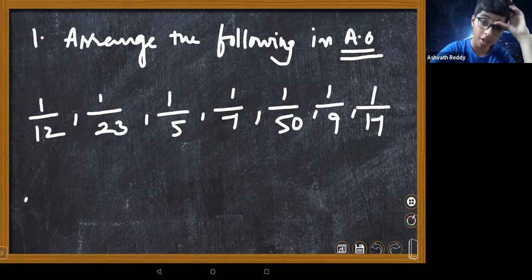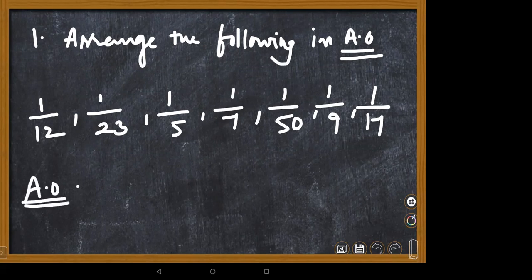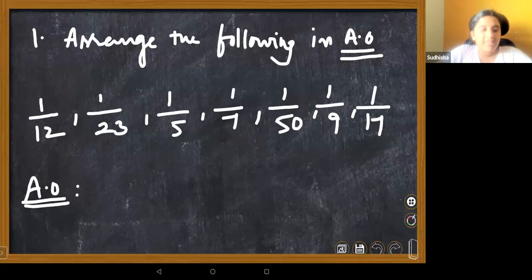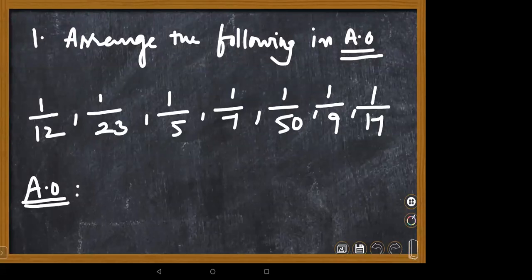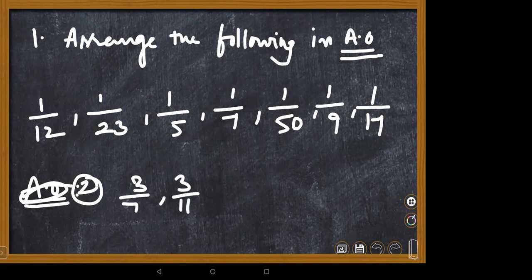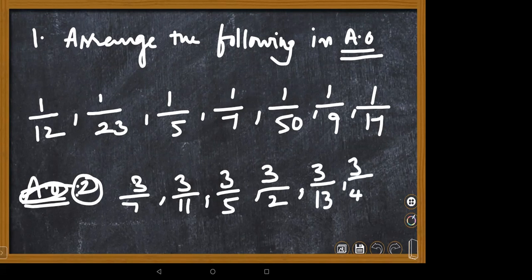Ma'am, can we write like 1, 2, 3 like that? Okay, that's also fine. I'm sending. And the second question is two questions you're supposed to answer, children. 3 by 7, 3 by 11, 3 by 5, 3 by 2, 3 by 13, 3 by 4, 3 by 17. You need to arrange these fractions into ascending order.